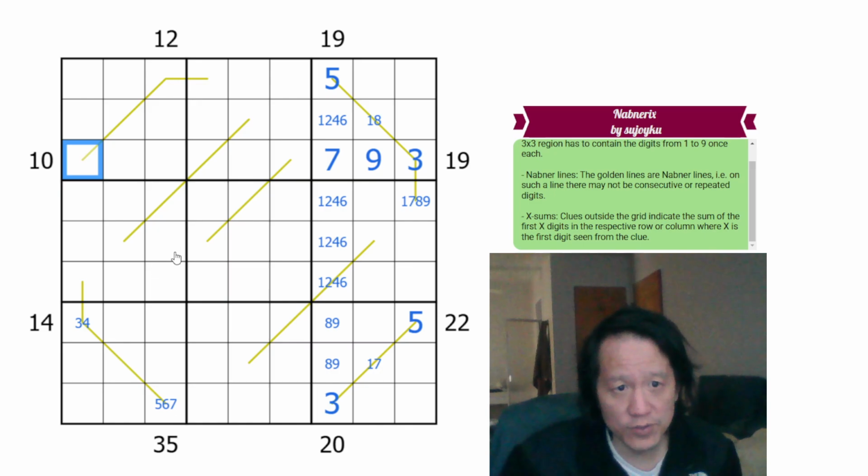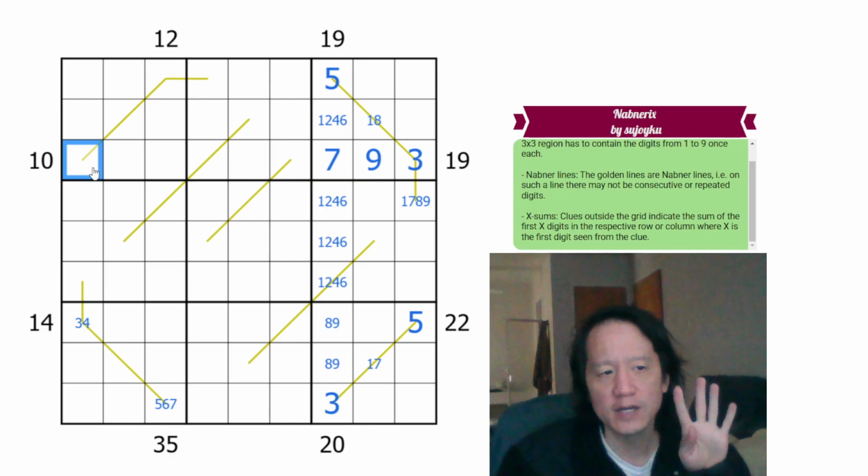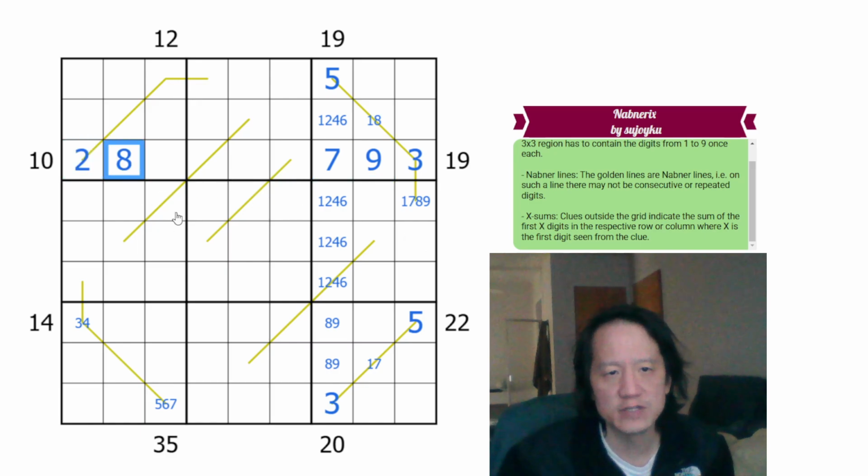This can't be 3. And if it were 4, it would have to include a 3 with it, right? Because it would have to be 4 digits adding up to 10, which could only be 4, 3, 2, 1. But we already have a 3 in that row. Therefore, this can't be 4. Therefore, this must be 2, which makes this an 8.